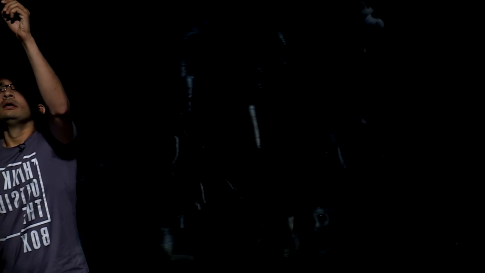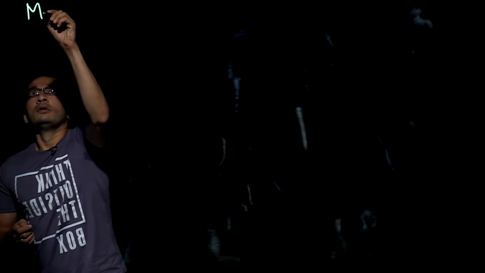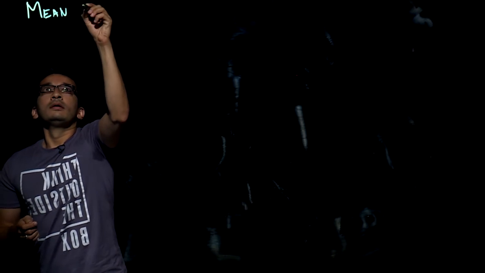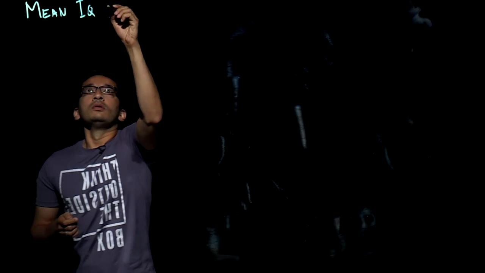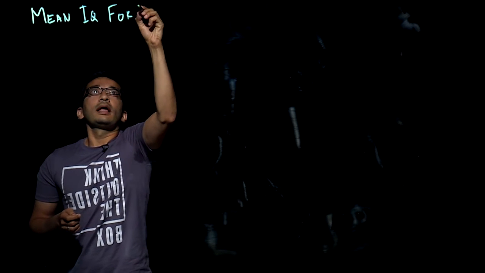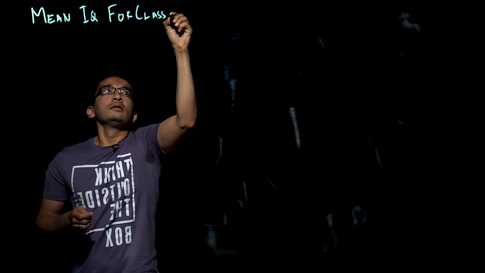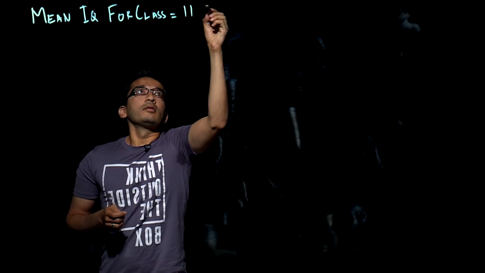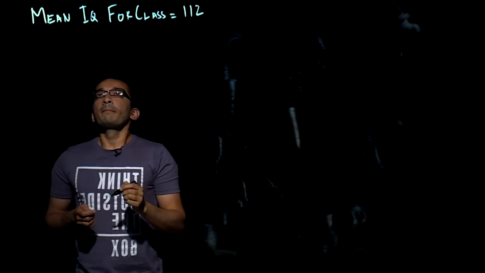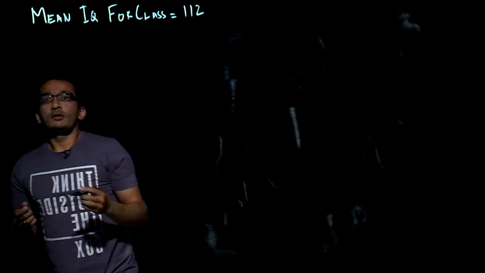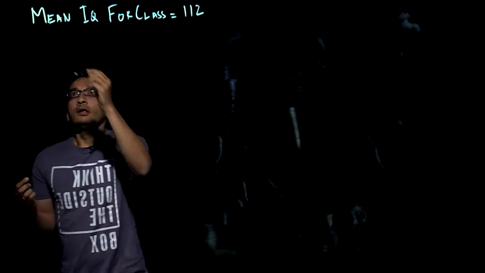So let's suppose this teacher actually selects 30 random students from his classroom and calculates their mean IQ scores, and those IQ scores come out to be 112. So mean IQ for class comes out to be 112. Remember that the total sample size in this case was 30.